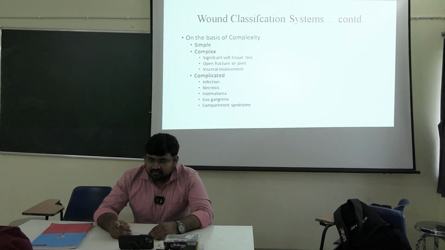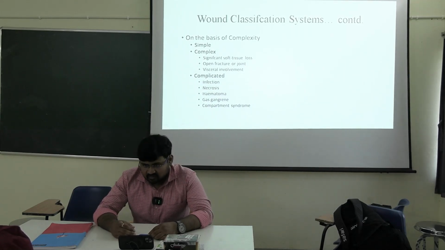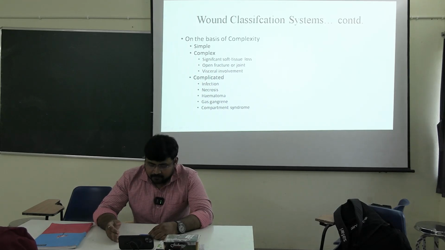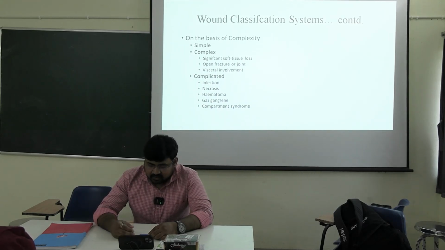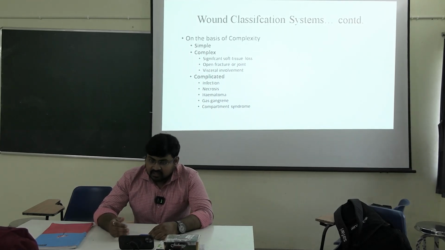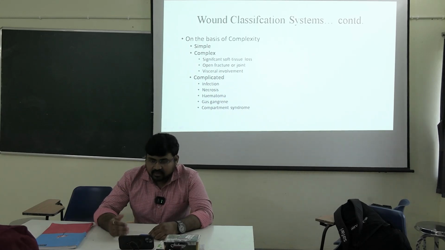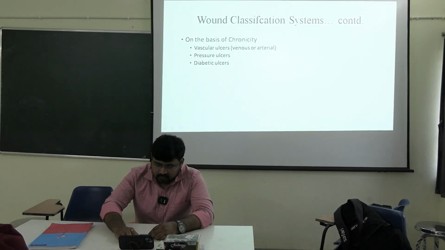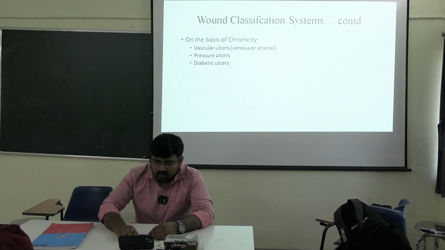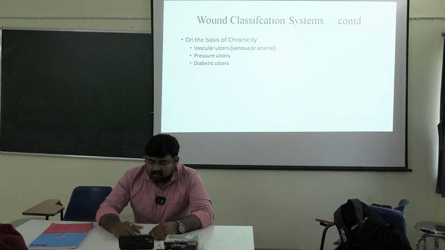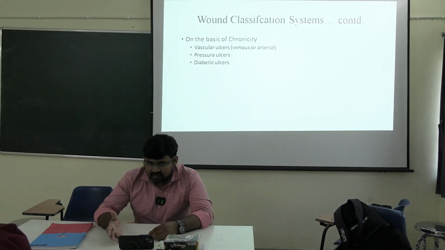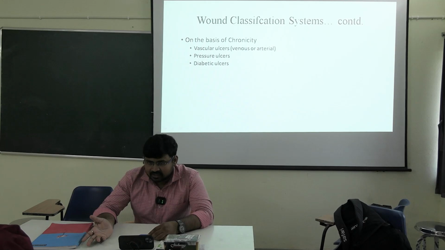In complex, you have significant soft tissue loss. Then there is open fracture or joint. There is visceral involvement. In complicated wounds, you have infection, necrosis, hematoma, gangrene, compartment syndrome. Then on the basis of chronicity, it is further divided into vascular ulcers, pressure ulcers, diabetic ulcers. In vascular ulcers, they are venous or they may be arterial.